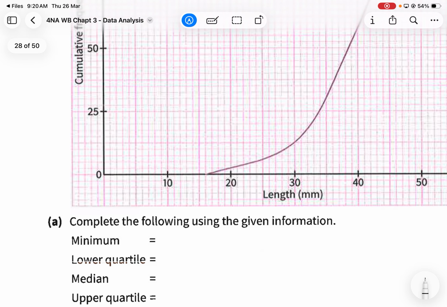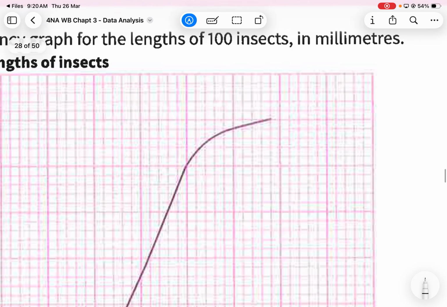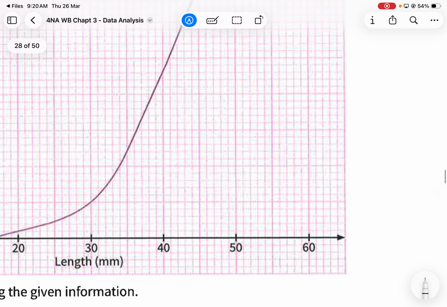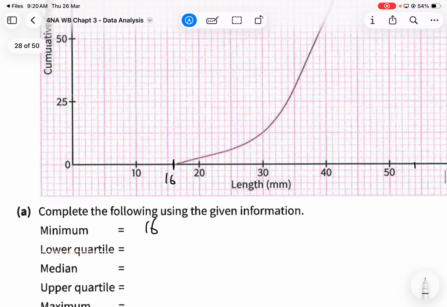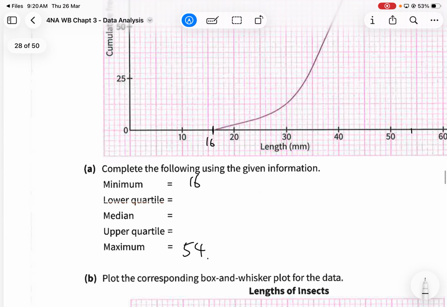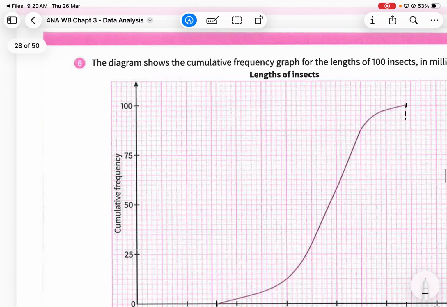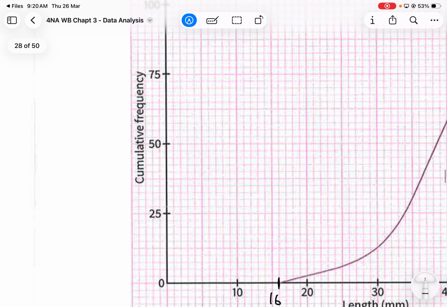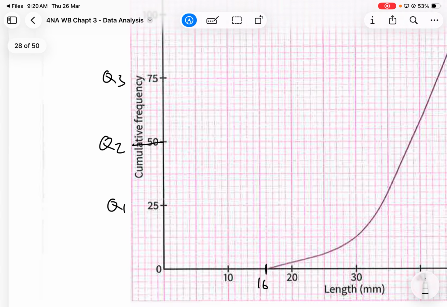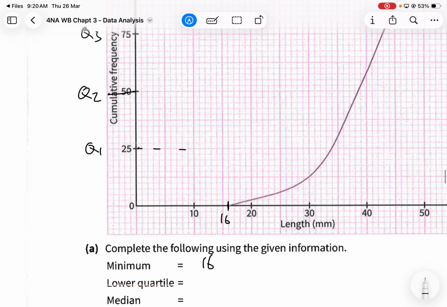Okay? So minimum, my data, my curve starts here, 16. Minimum is 16. My curve ends here, so the maximum is here, 54. All this must be able to read. Median, there are 100 insects, so the median is at 50. Okay, 50 is my Q2, 25 is my Q1, 75 is my Q3. Then I must be able to read all these values.